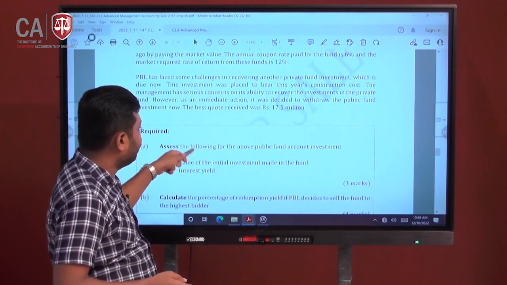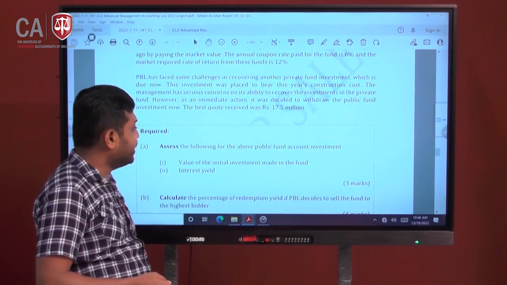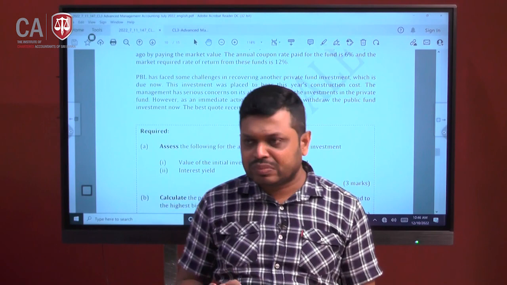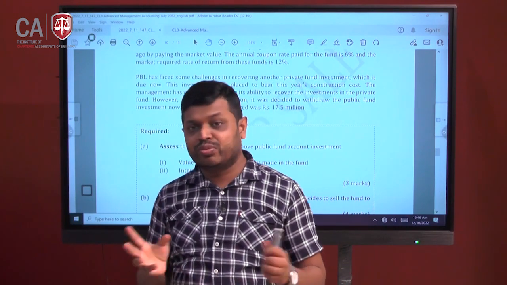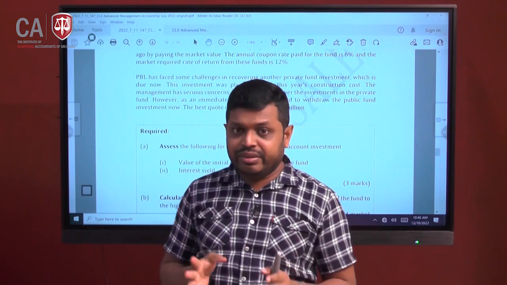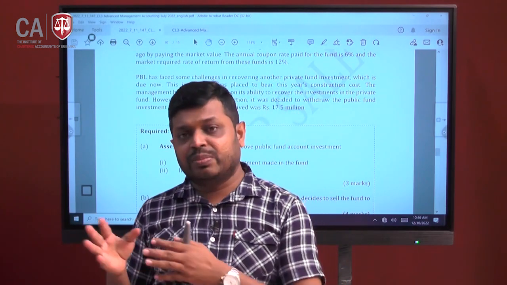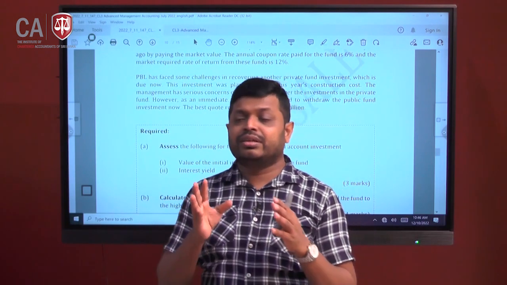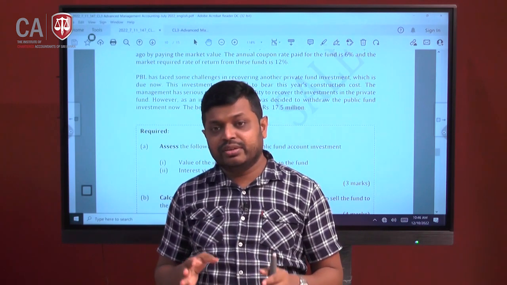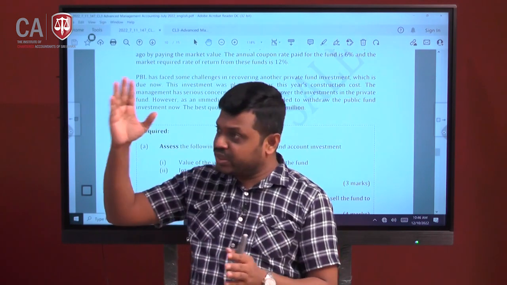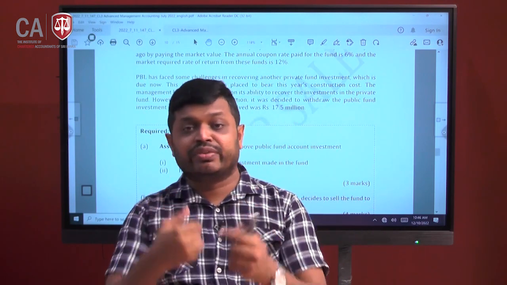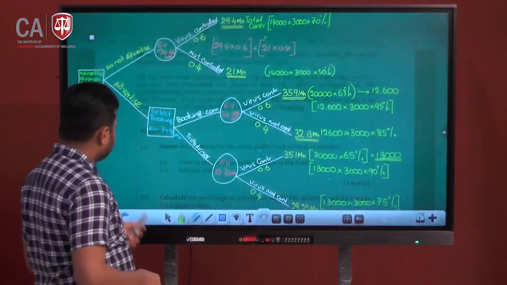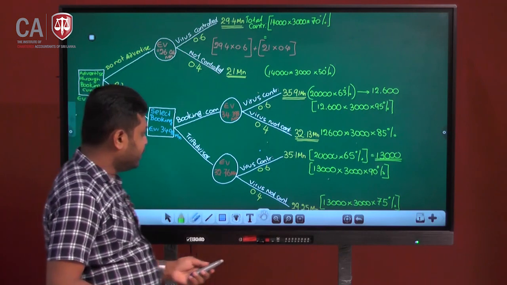Assess the following for the above public fund account investment: the value of the initial investment made in the fund. This is a kind of bond valuation. In a bond valuation, a bond consists of 2 types of payment. Yearly we will receive the coupon interest, and subsequently we will receive the redemption price. When you are going to calculate the value of a bond, then you have to discount the present value of future cash flows by using your required rate of return. Okay, in this instance we will work that out and see how we are going to deal with this scenario.